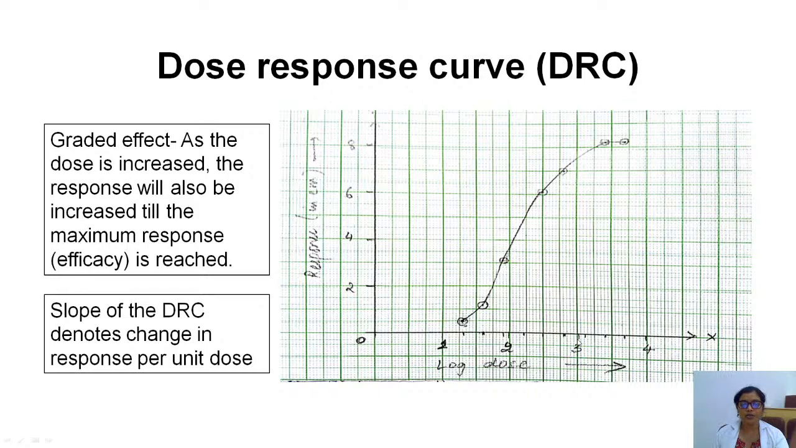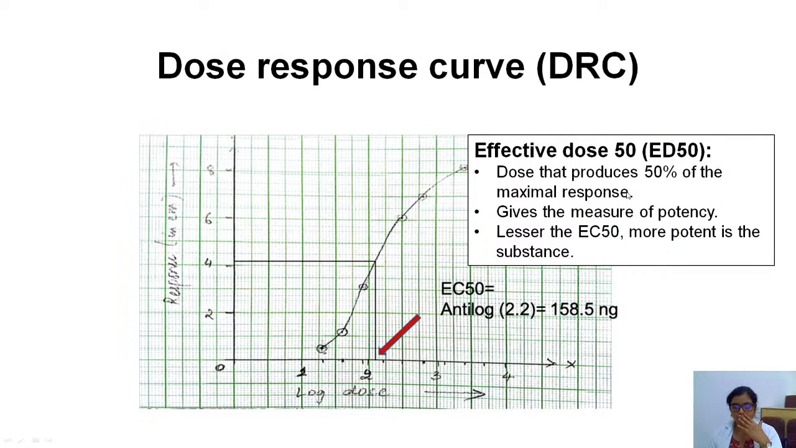Hope you all have read the dose response curve in the theory classes. The response will keep on increasing till the maximum response is reached. And what does the slope denote? It denotes the change in response per unit dose. So you can see we plotted the log dose versus response. Now what is ED50? ED50 is the dose that produces 50% of the maximal response.